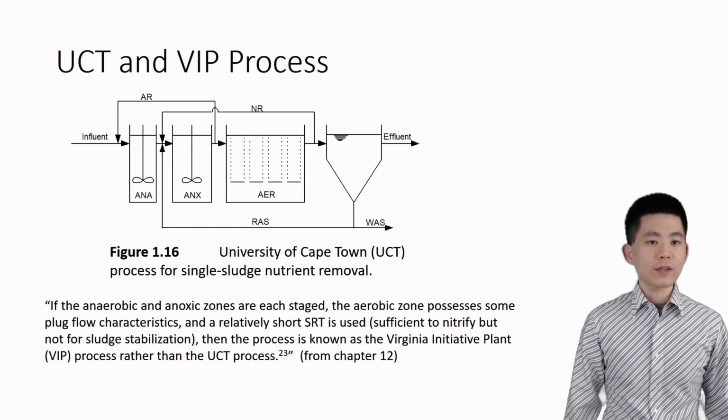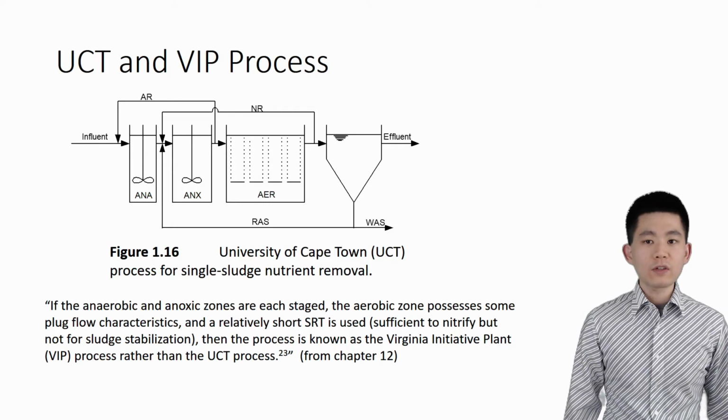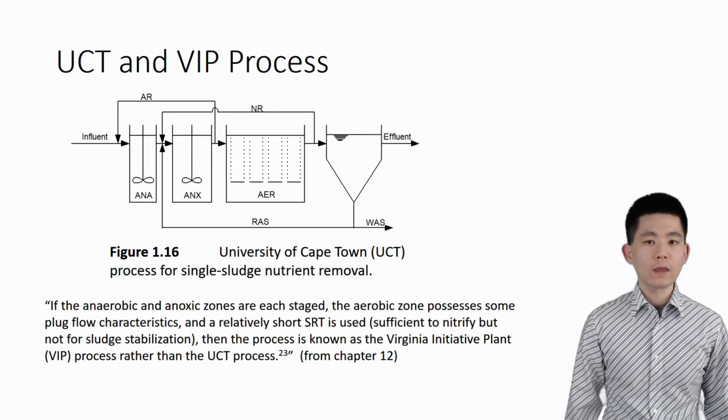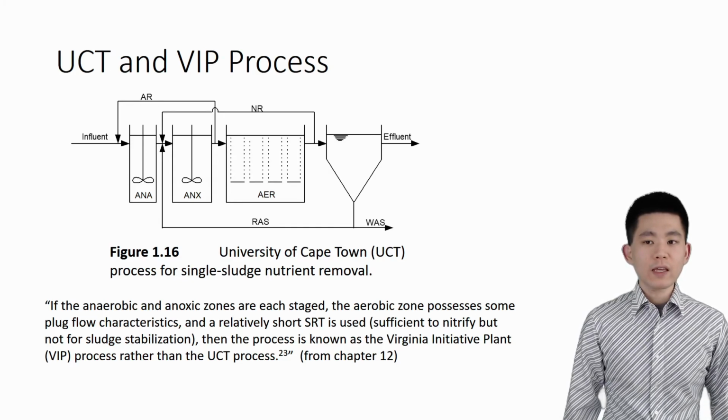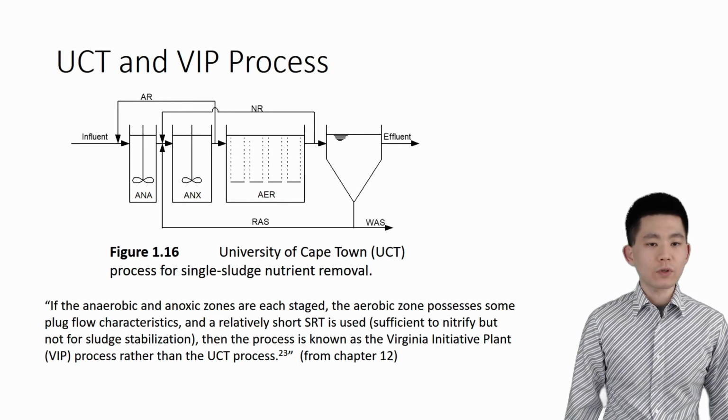The University of Cape Town process and the Virginia Initiative Plant have essentially the same configuration. VIP operates more like a PFR at a high rate and shorter SRT. There are totally 3 lines of recirculation. The nitrified recirculation, NR, recycles the nitrate-rich mixed liquor back to the anoxic zone for denitrification, while the recycled activated sludge also gets returned to the anoxic zone. So the nitrate that can decrease the efficiency of phosphorus removal is denitrified in the anoxic zone before being returned to the anaerobic zone through the anoxic recirculation, AR.